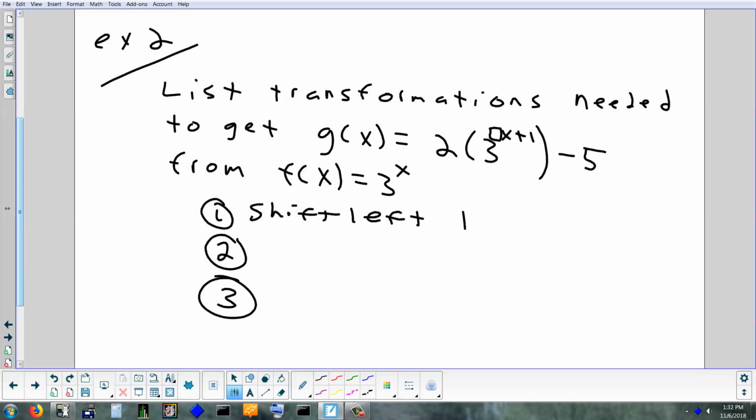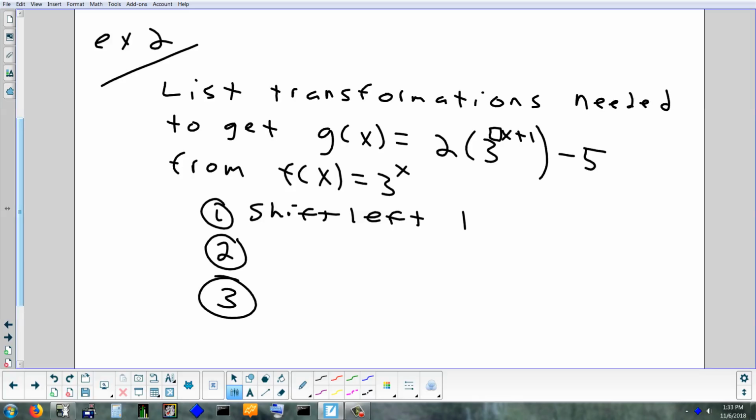A big number in front of x, like 20, would actually compress the graph by 20 times as much. A small number, like 1/5, would actually stretch it larger. How much larger? Well, if it was 1/5, 5 times larger. Okay, but we don't have to worry about it here.